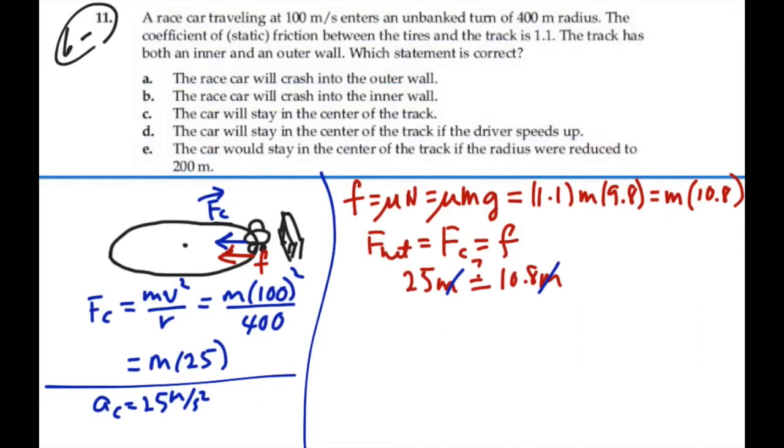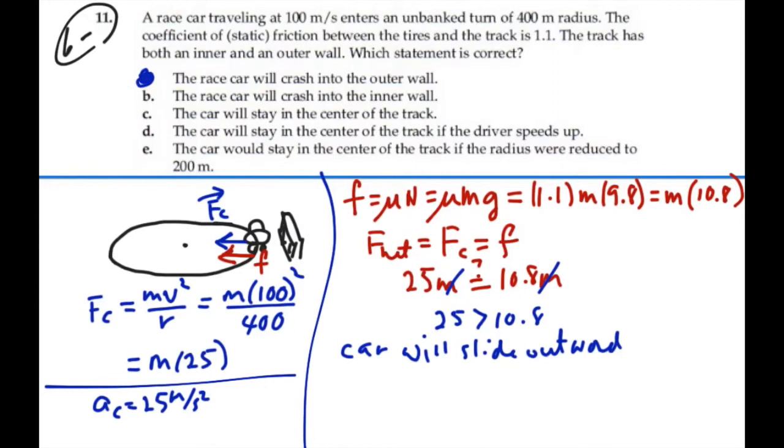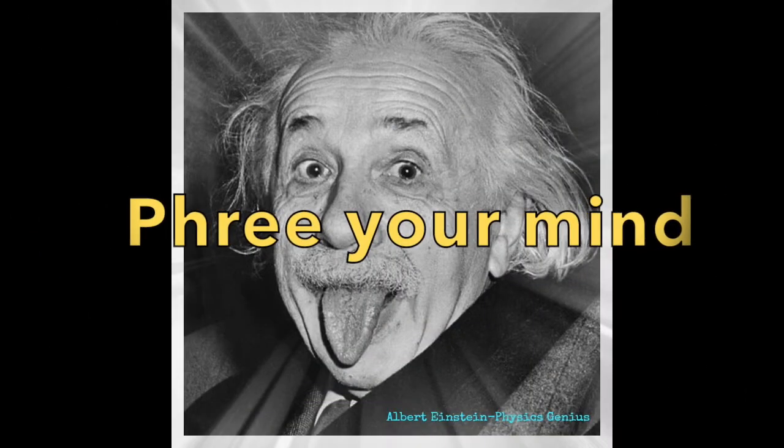And hence, we won't be able to negotiate the circle, and we'll start to slide outward on this turn. So because 25 is greater than 10.8, the car will slide outward. There's no net centripetal force that will negotiate this curve, and hence it will indeed crash into the outer wall. So that will be the result in this case.